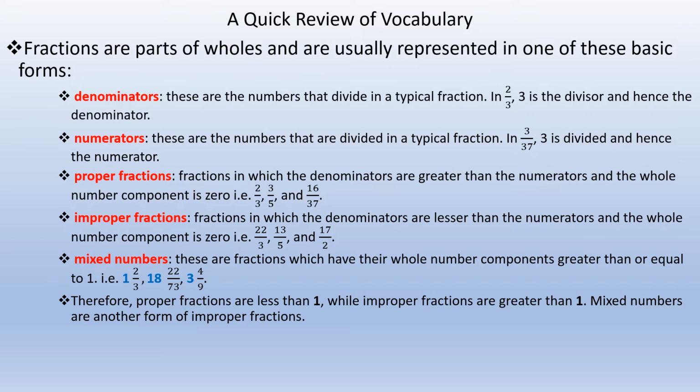Hope that makes sense. So, quick recap. Proper fractions are fractions that are less than 1. Improper fractions are fractions that are greater than 1. Proper fractions and improper fractions have a 0 whole number component. Mixed numbers are another form of improper fractions, but this time having a whole number component and a proper fraction.